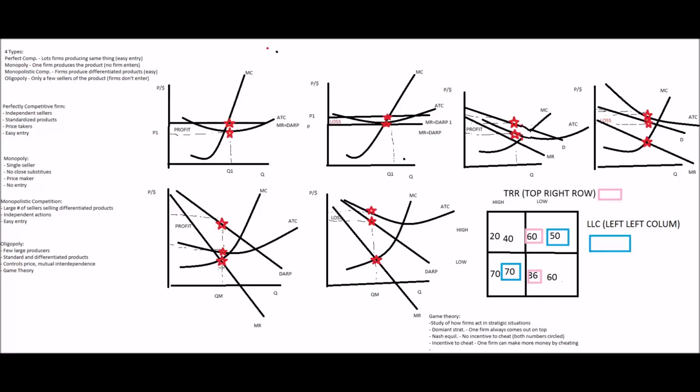You want to go ahead and bring that up to ATC. And from ATC, you're going to draw your dashed line out. You're going to move up from ATC up to demand, and you're going to move your line over to the y-axis.